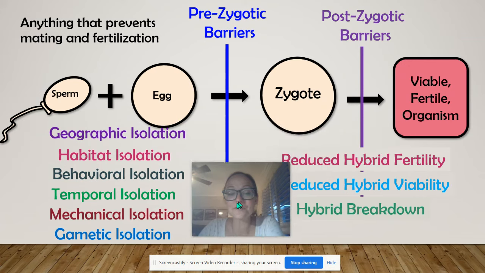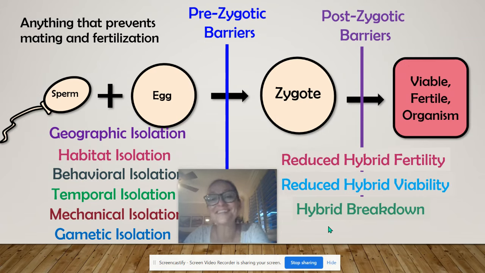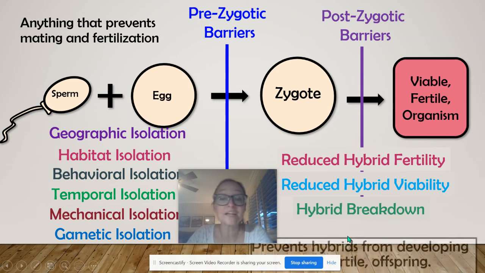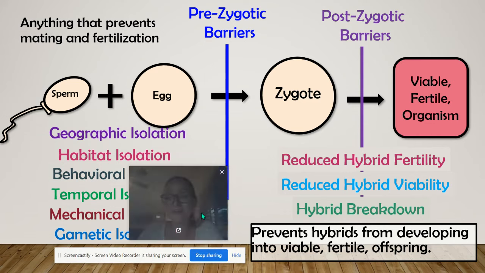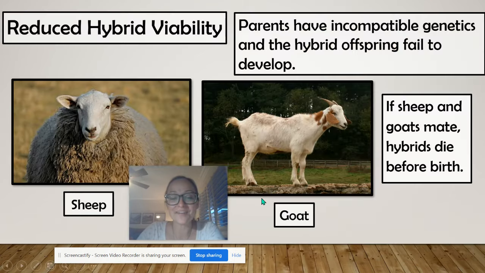Now, our last little topic of discussion, which will go faster, is our postzygotic barriers. So let's say mating does happen and a zygote does form. How come we don't have the groups hybridizing and blending to become one species? Postzygotic barriers prevent hybrids from developing into viable fertile offspring. Okay, so let's go ahead and see.